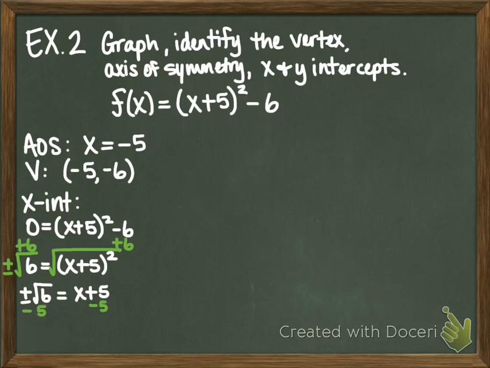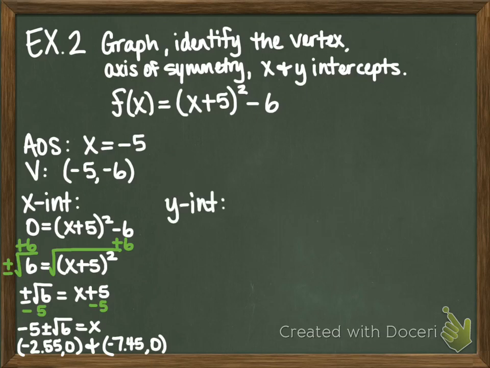Then I need to subtract 5 on both sides. And I would just write it as negative 5 plus or minus the square root of 6. Since the square root of 6 is not a whole number, I'll have to type this in the calculator. Once with the plus, once with the minus. So negative 5 plus the square root of 6 is negative 2.55, comma 0. And negative 5 minus the square root of 6 is negative 7.45, comma 0. So those are my x-intercepts.